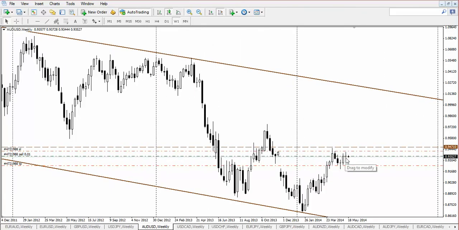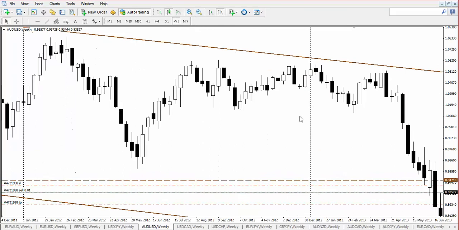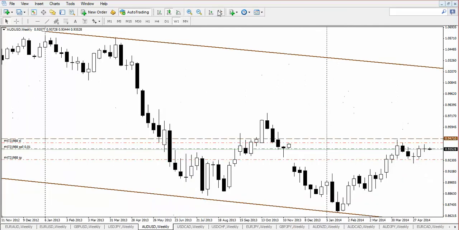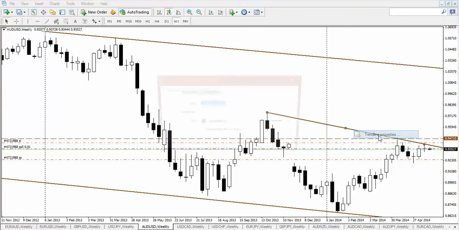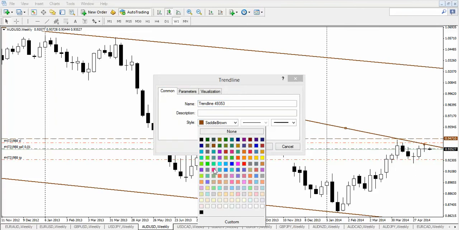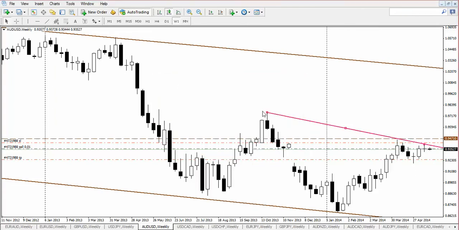Last week was a doji, which we can see a bit more clearly if I zoom in. So that is clearly showing that there is a bit of indecision in the market, and we can take a trend line right there. So touch there, touch there, touch there.